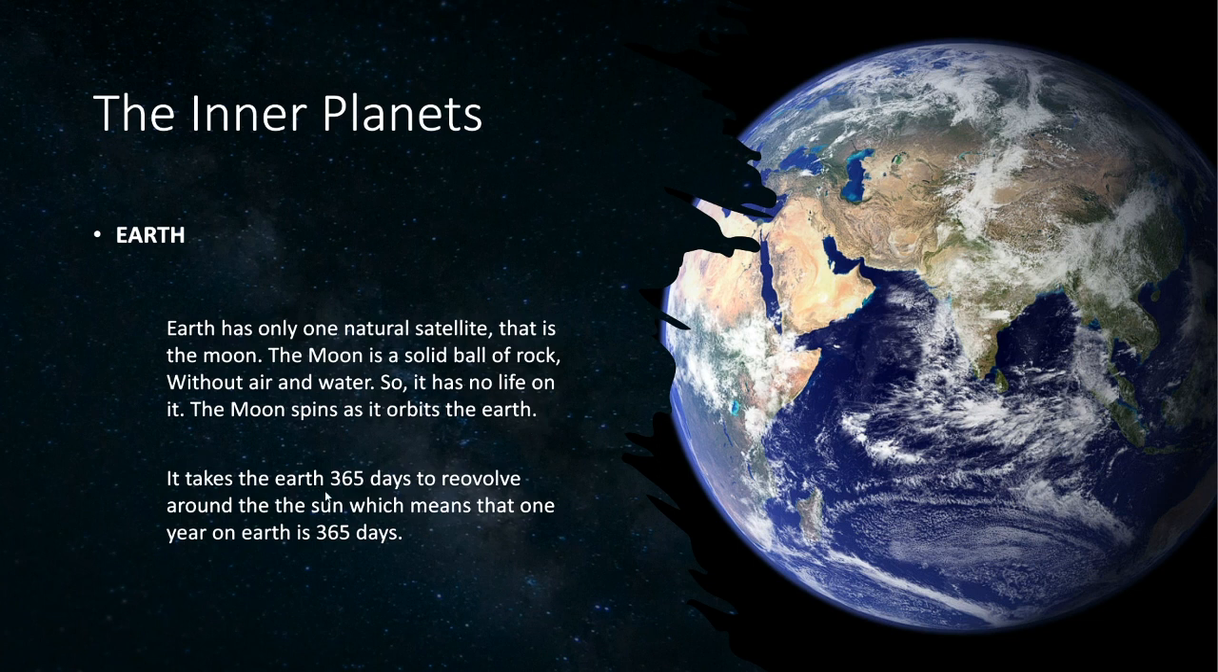It takes the Earth 365 days to revolve around the Sun, which means that 1 year on Earth is 365 days.